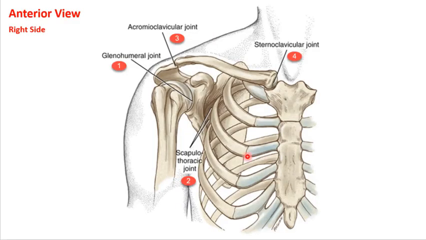So as we start looking at the shoulder girdle, there are 4 joints, 1, 2, 3, 4. 3 true joints, so you have the glenohumeral joint, so the humerus that interacts with the glenoid fossa of the scapula.